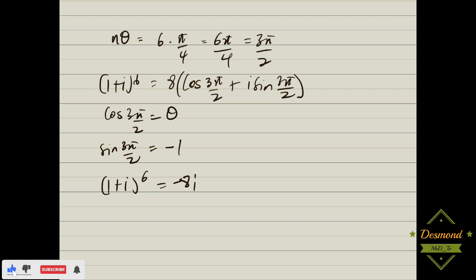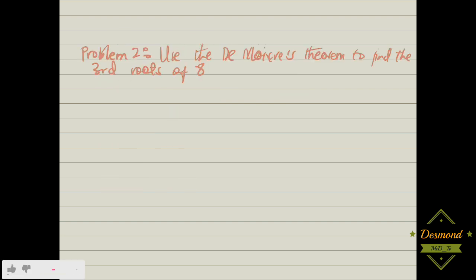Very, very simple. Now let's go to our second question. In our second question, we are going to use the De Moivre theorem to find the cube root of 8. Now in this question too, we need to convert this 8 here into a complex number.